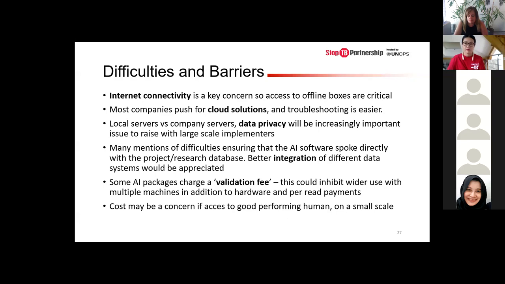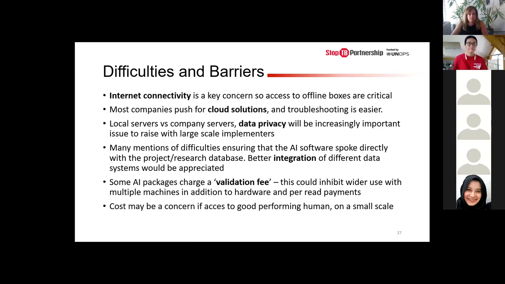Zhijian mentioned the data privacy and company servers versus local servers. As AI gets scaled up, this is something that will increasingly be an issue. There were a number of mentions because each program and intervention is using different databases. Being able to integrate the software with the research or the project or the program database is something that is difficult, and obviously with many different programs, even in the same country, it's hard to be able to quickly integrate them. That was something that was brought up.